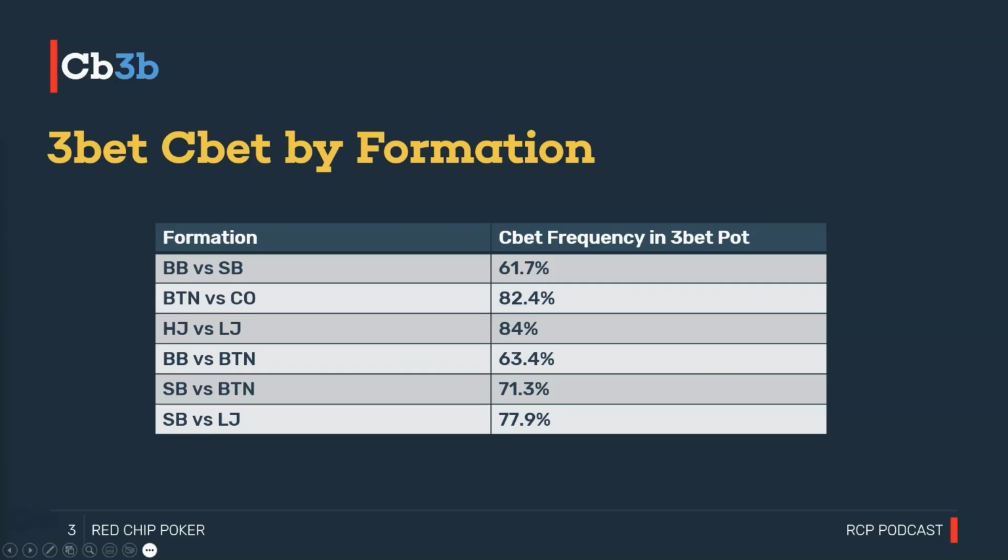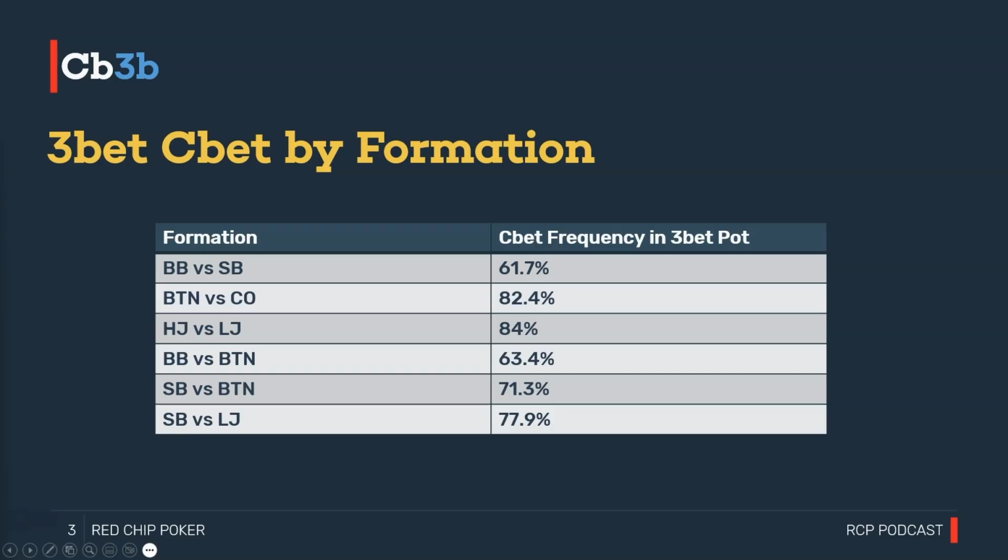And yet players just lump it in with all of the other nodes where they're Cbetting in position in a 3-bet pot. If we take a different node, for example, button versus cutoff, so same situation, 3-bet pot in position, average Cbet frequency across all possible flops now skyrockets to 82.4%. So just to recap, big blind versus small blind Cbet in 3-bet pot, 61.7%, button versus cutoff Cbet in 3-bet pot, 82.4%. That's over 20% higher than the big blind versus small blind Cbet frequency. And yet players have one strategy. They just have a Cbet in position in 3-bet pot strategy and don't differentiate based on formation.